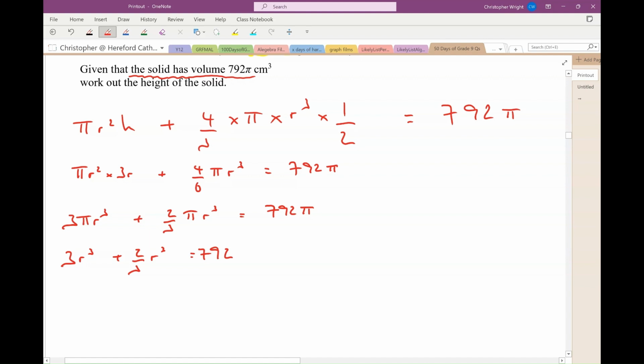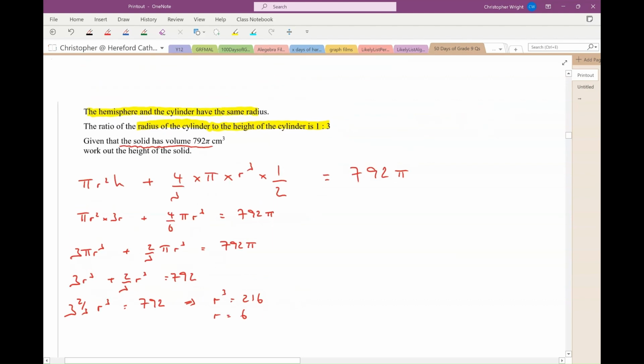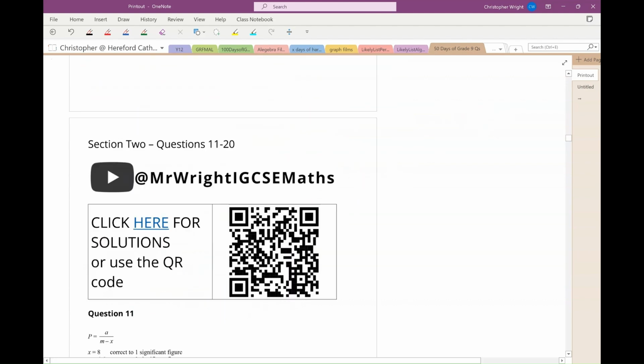So 3 and 2/3 of r cubed is 792. Divide both sides by 3 and 2/3. r cubed is 216. Cube root both sides. r is 6. Right, now I found the radius is 6.